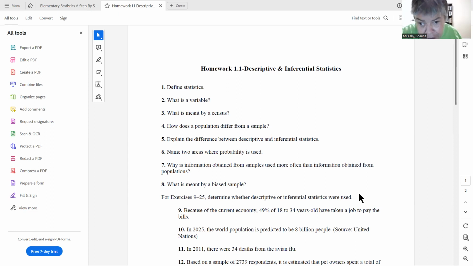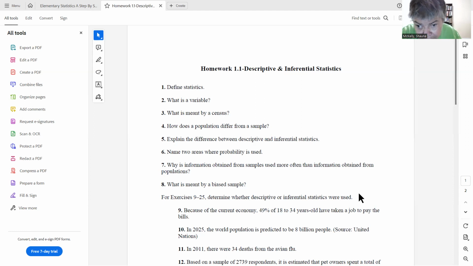So populations generally are larger, and as I said, populations include all of the objects or people under study. Samples are a subgroup of that. So how are they different? They're smaller, and populations are the entire group.